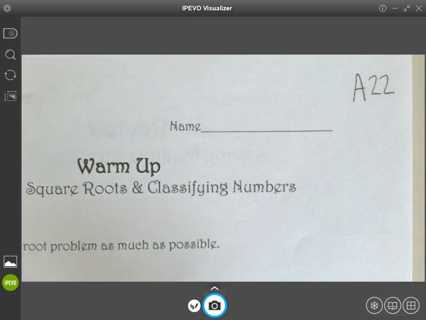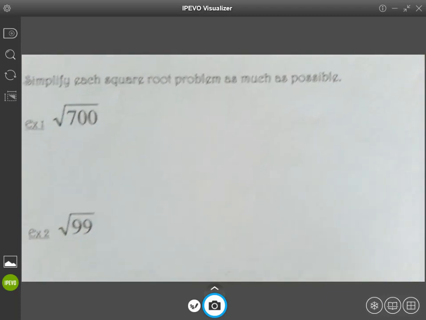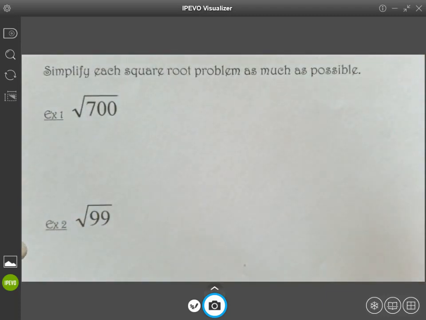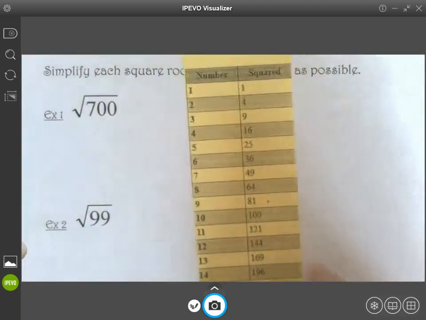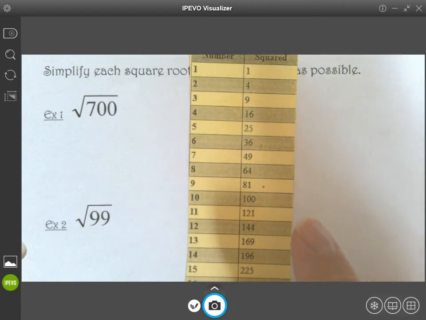All right, we're looking at A22. It's a warm-up. I just want to remind you of this. When I look at problems like the square root of 700, the square root of 99, I'm really thinking about what numbers on my perfect square list go in.